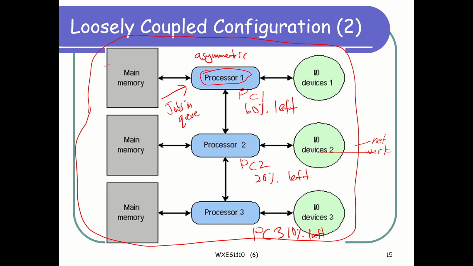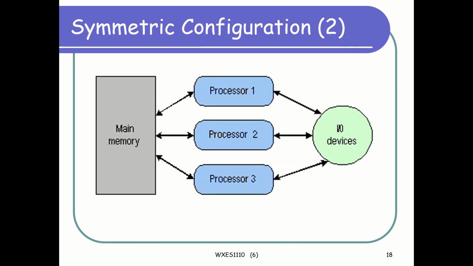Asymmetric, each processor different. This is maybe Intel core 10, and this one is Intel core i7, or maybe this is AMD or something like that. So this is asymmetric, it's not the same. But for the symmetric configuration, like all this, like in i10, i10, i10, so all this is the same OS and everything. So this is a symmetric configuration.